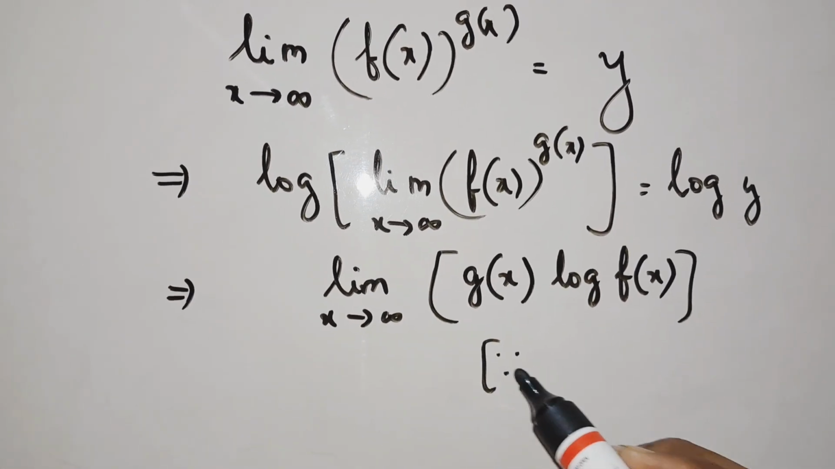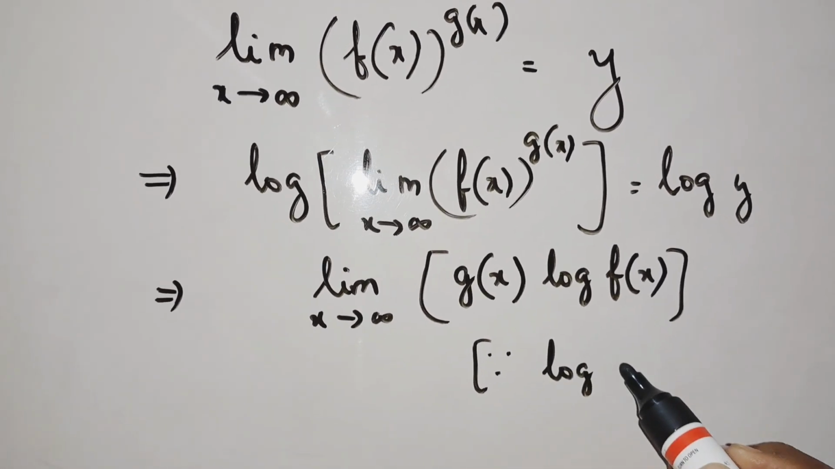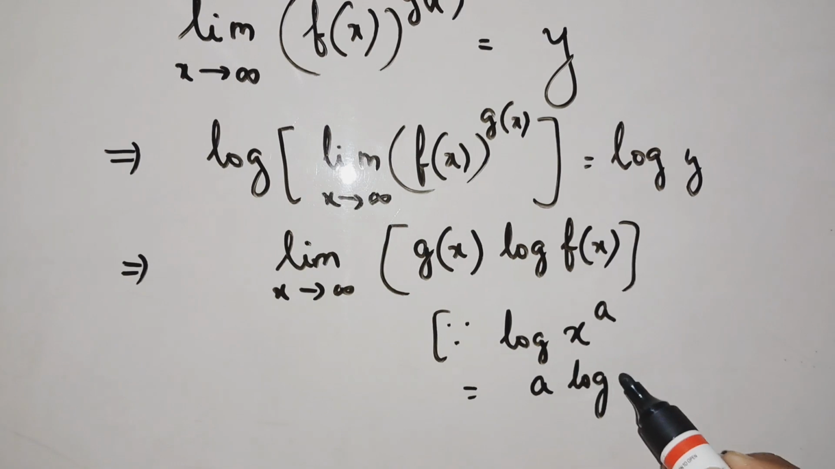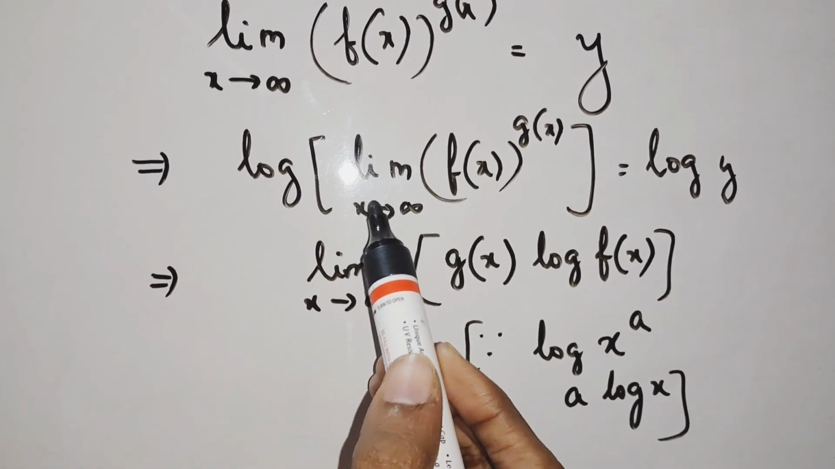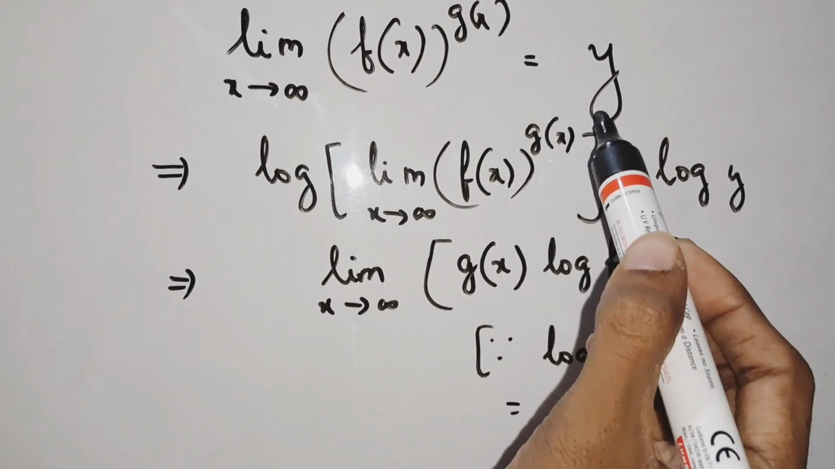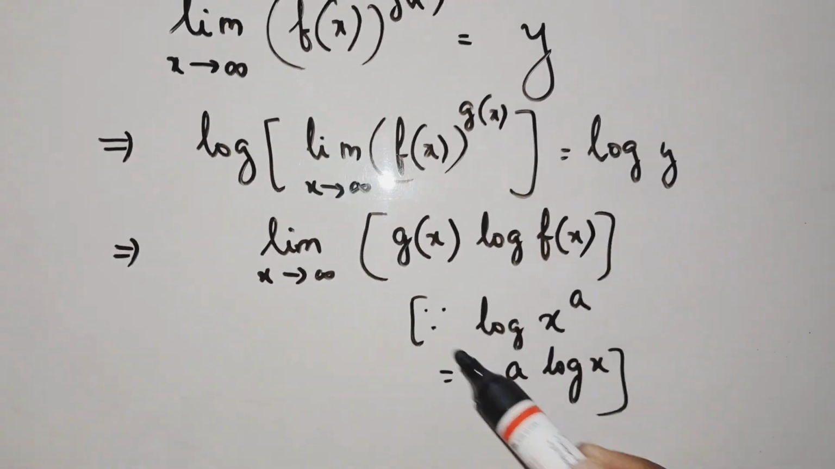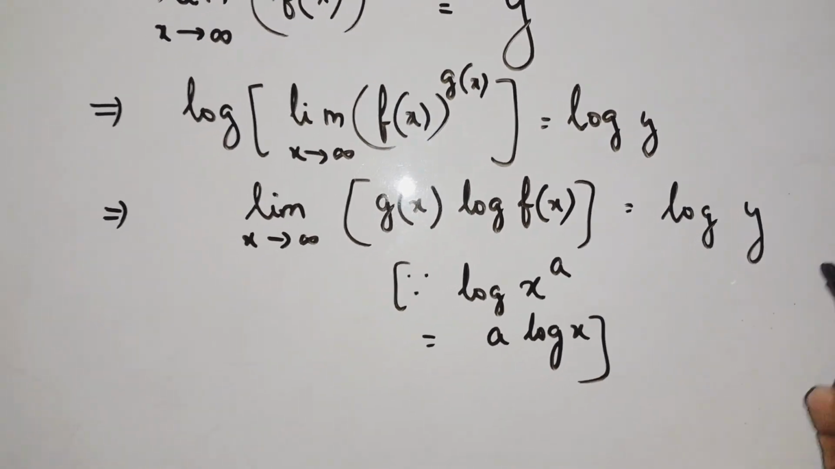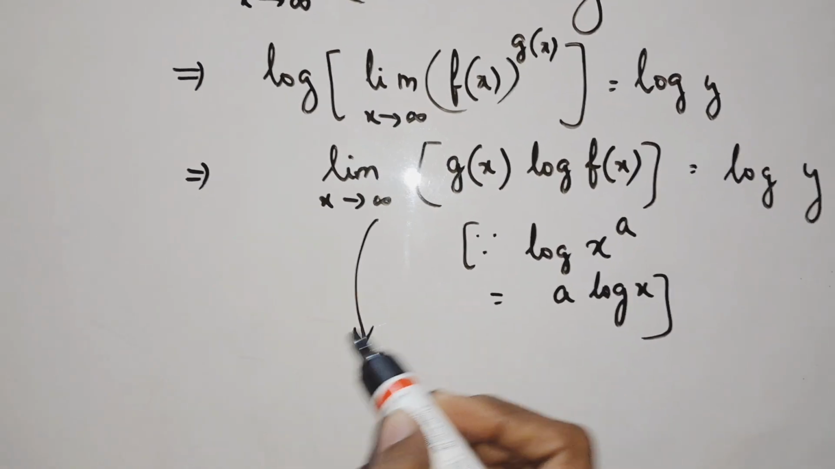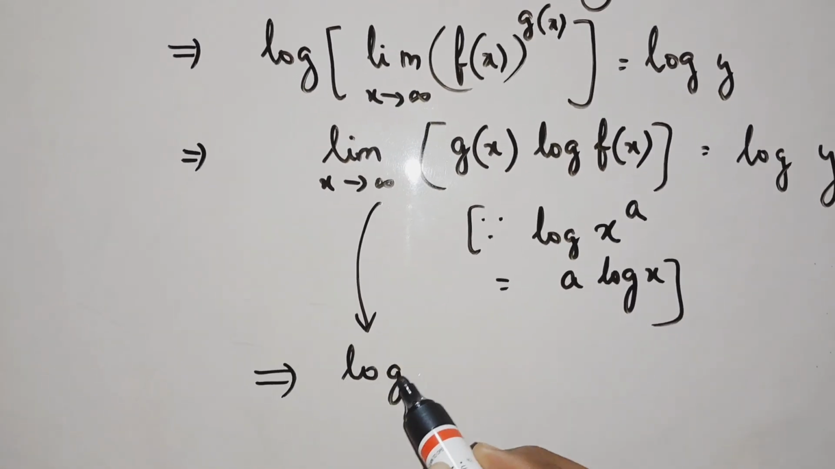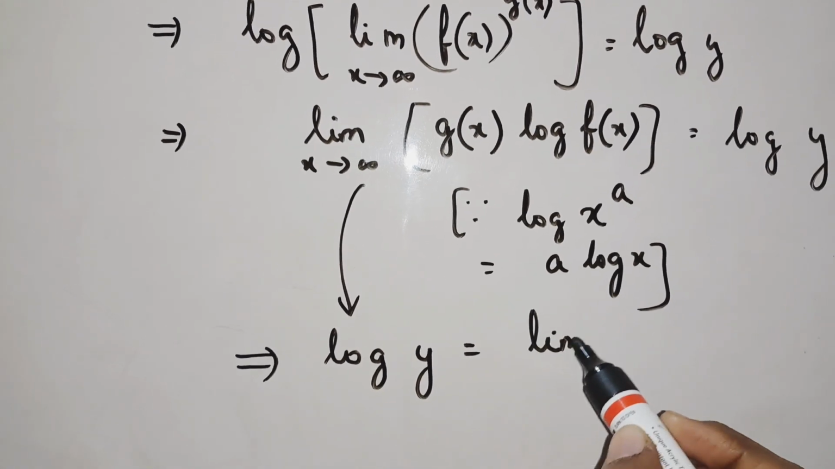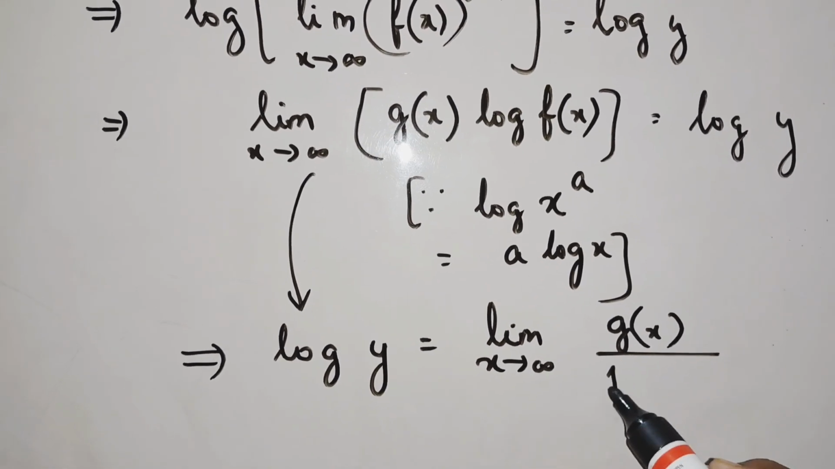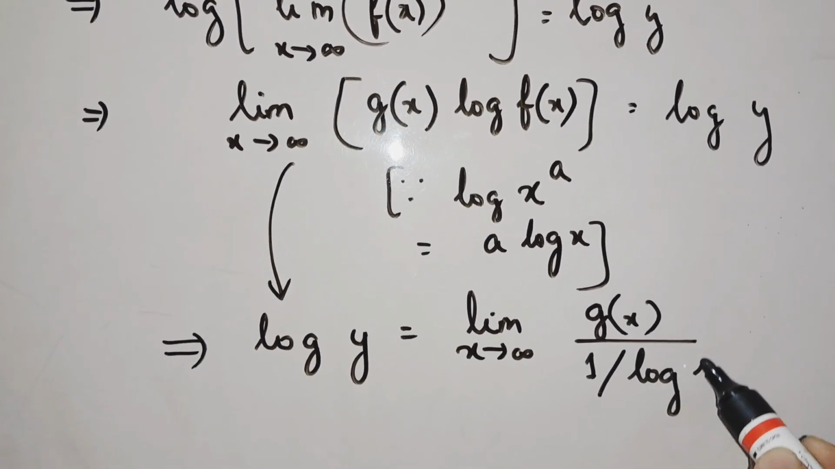Why? Since the logarithm of x to the power a is nothing but a times the logarithm of x. That is only because if we take the limit outside, the logarithm of f of x to the power g of x is nothing but g of x log f of x, by applying this property, and log y as it is. Then what we can do is, log y is nothing but the limit as x tends to infinity of g of x whole divided by 1 by log f of x.